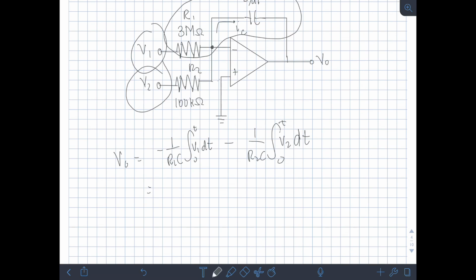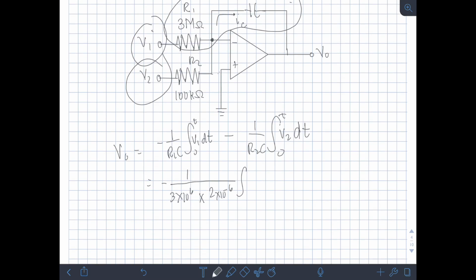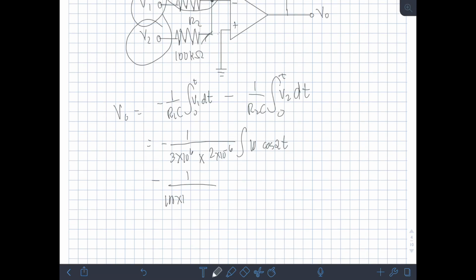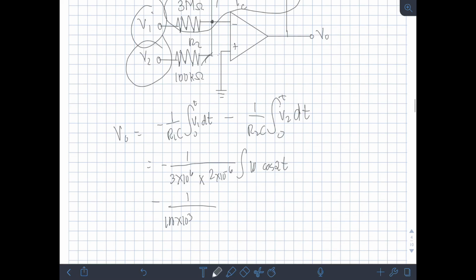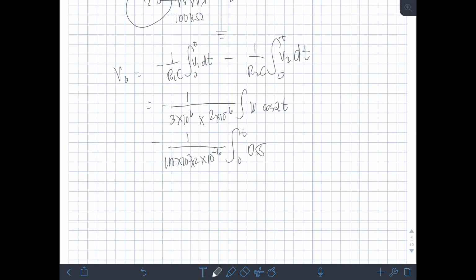From 0 to t. Okay, so we have negative 1 over R1 is 3 times 10 raised to the 6th ohm times yung C natin ay 2 times 10 raised to negative 6. Then, integral of, yung input 1 daw natin, yung V1 ay 10 cosine 2t. So, 10 cosine 2t minus 1 over, this time yung R2 natin ay itong 100 kilo ohm. So, we have 100 times 10 raised to the third power. And then, yung C natin ay 2 microfarad pa rin. So, times 2 times 10 raised to the negative 6 integral from 0 to t of, this time yung V2 natin ay 0.5t millivolts. 0.5t.